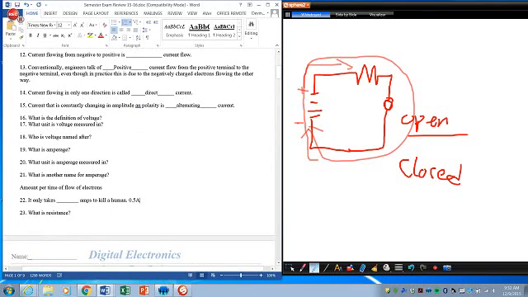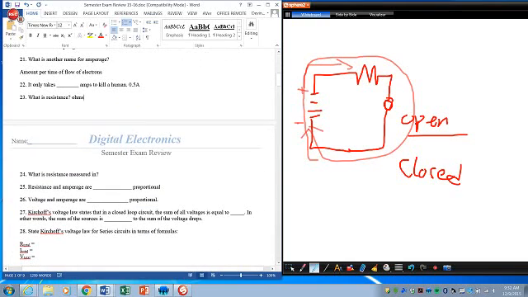Number 24, what is resistance? If you remember, resistance is basically the opposition to flow of electrons. It's basically resisting the electrons from going through. Okay. Number 25, what is resistance measured in? If you remember, the unit of resistance is ohms. Okay. It's ohms.